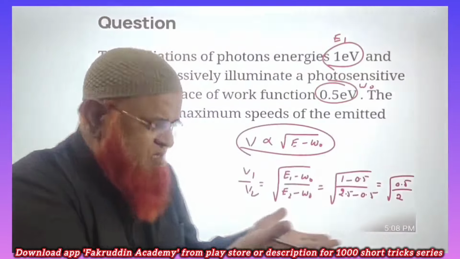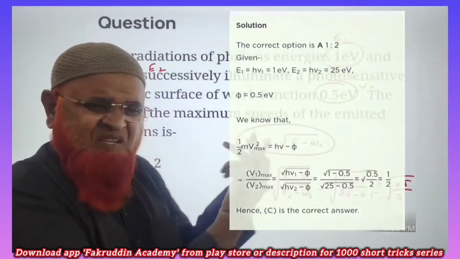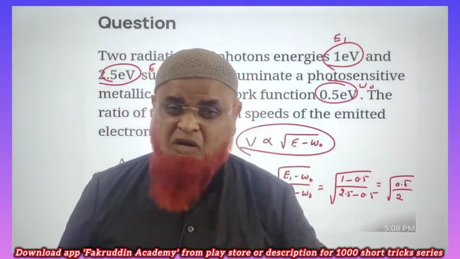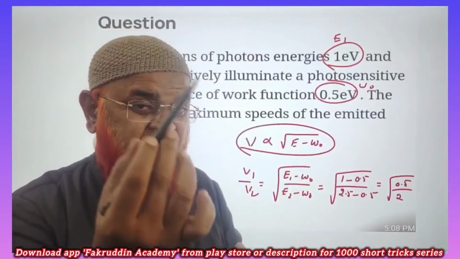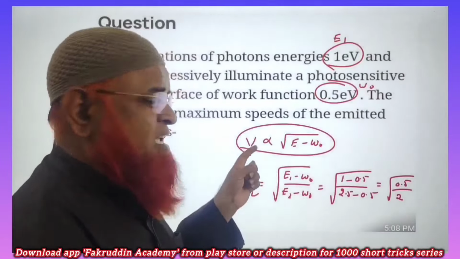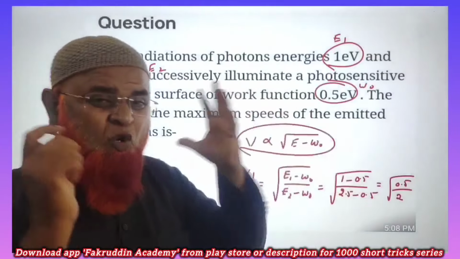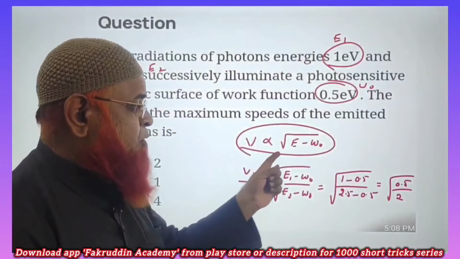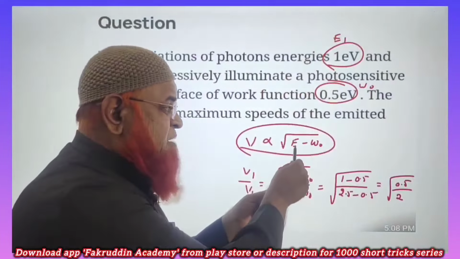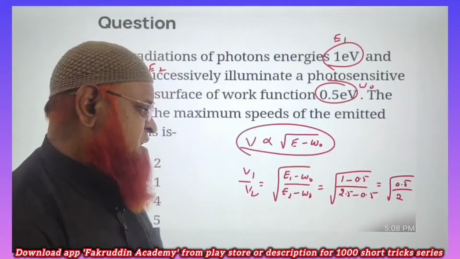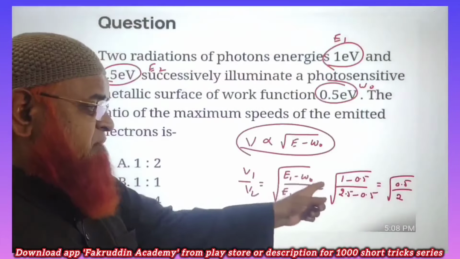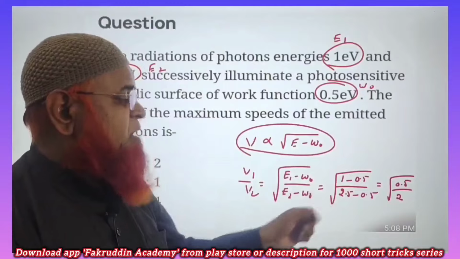Friends, see the lengthy methods given in the books. This is not at all necessary. I have a shortcut for you. We can solve the problem without pen and paper also. What is that, you know? You just remember one thing, that the speed of electrons in the photoelectric effect is directly proportional to the square root of the energy of the incident light minus the work function. So therefore, V1 by V2 is equal to E1 minus W0 divided by E2 minus W0.